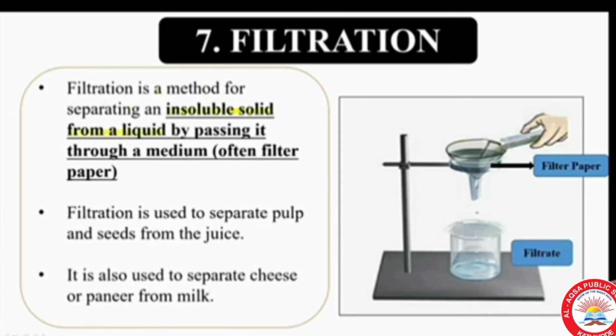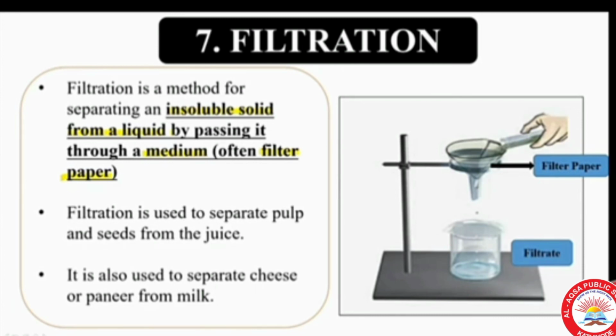Filtration is a method for separating an insoluble solid from a liquid by passing it through a medium, that is filter paper. And filtration is used to separate pulp and seeds from the juice. And it is also used to separate cheese or paneer from milk. Do you know what an insoluble solid is? Insoluble solid means not dissolving in water. So filtration is a method to separate insoluble solid from water.